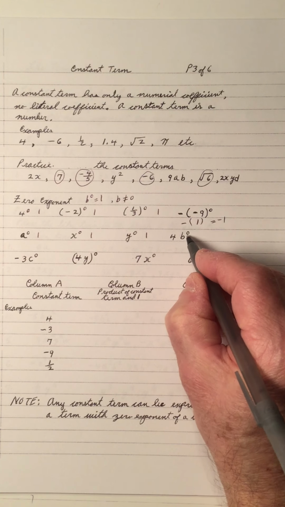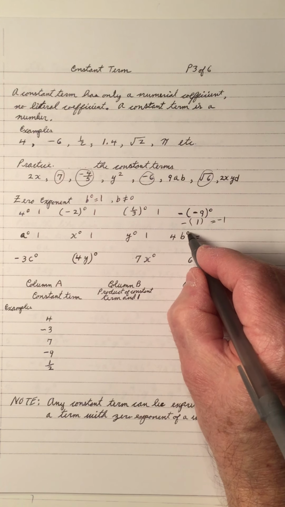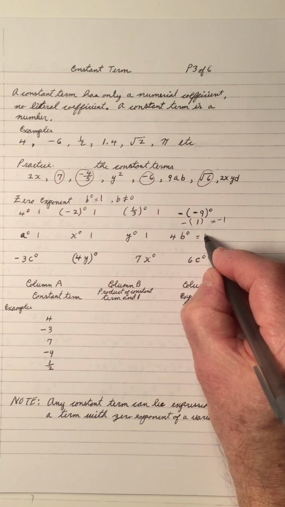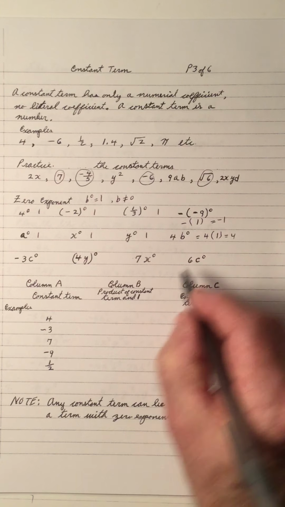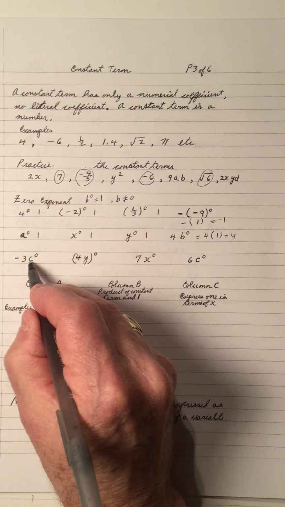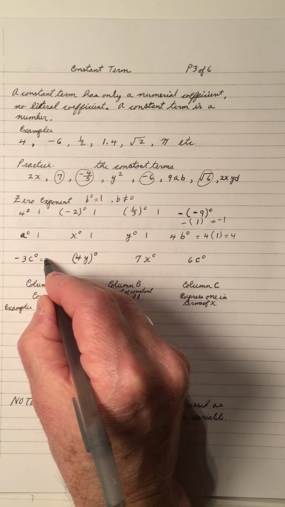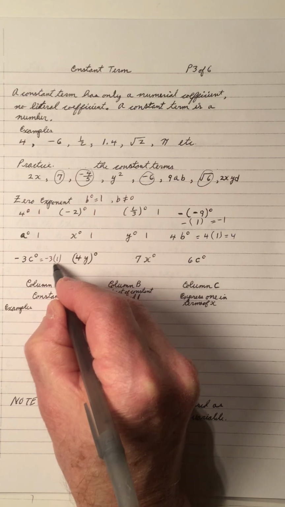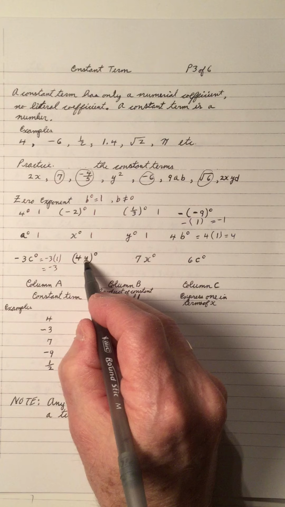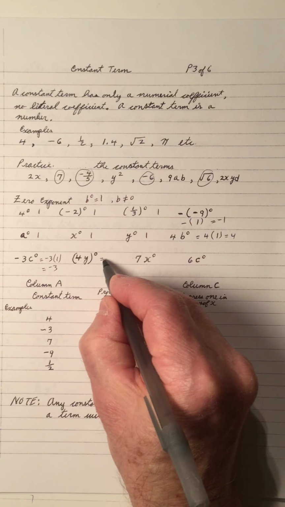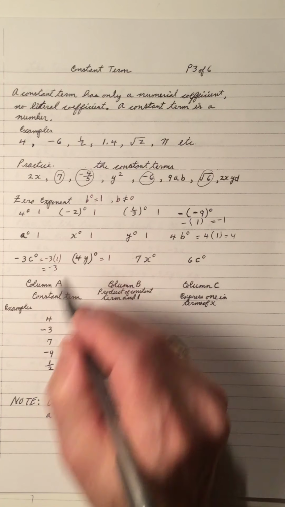4b to the 0. You notice that the 0 exponent is on the b, so that's a 4 times 1. So that gives me a 4. Notice the 0 is with the c, not with the negative. So it's a negative 3 times 1, which is negative 3. Now you notice 4y is to the 0 power. So that's a 1, provided y is not 0.